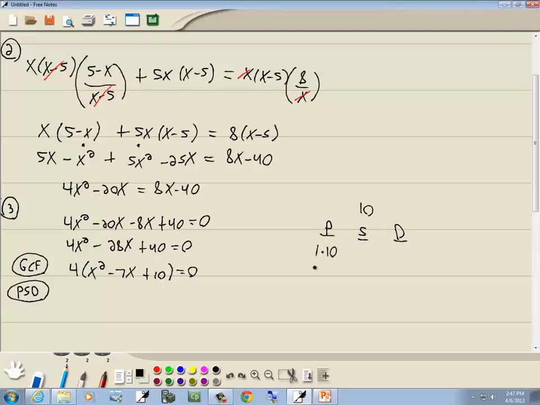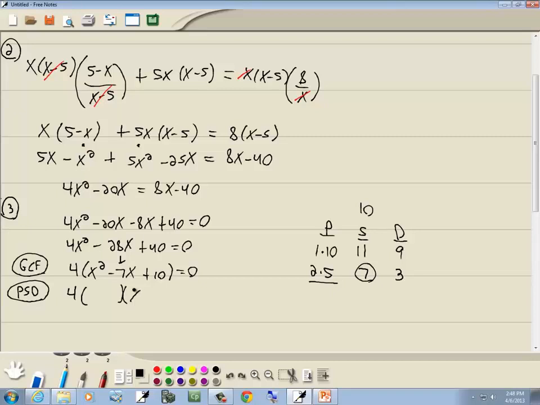In the P column we'll list all products that give us 10. We've got 1 times 10, 2 times 5. In the S column we add those together. 1 plus 10 is 11, 2 plus 5 is 7. In the difference column we'll subtract them. 10 minus 1 is 9, 5 minus 2 is 3. Now the number we're looking for is the number in our middle term, which is a 7, which is right here, so we're going to use 2 and 5.